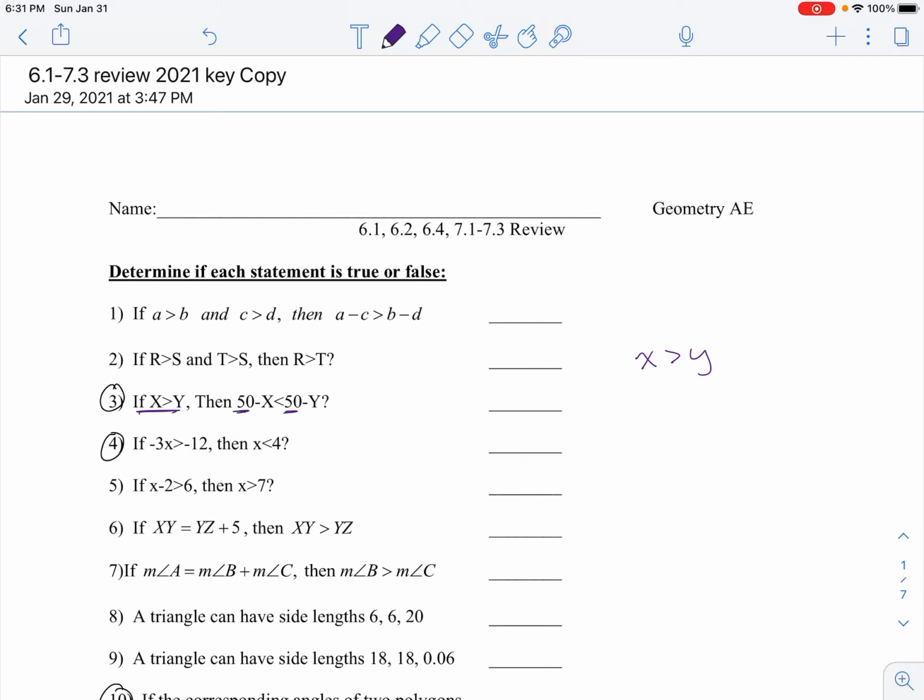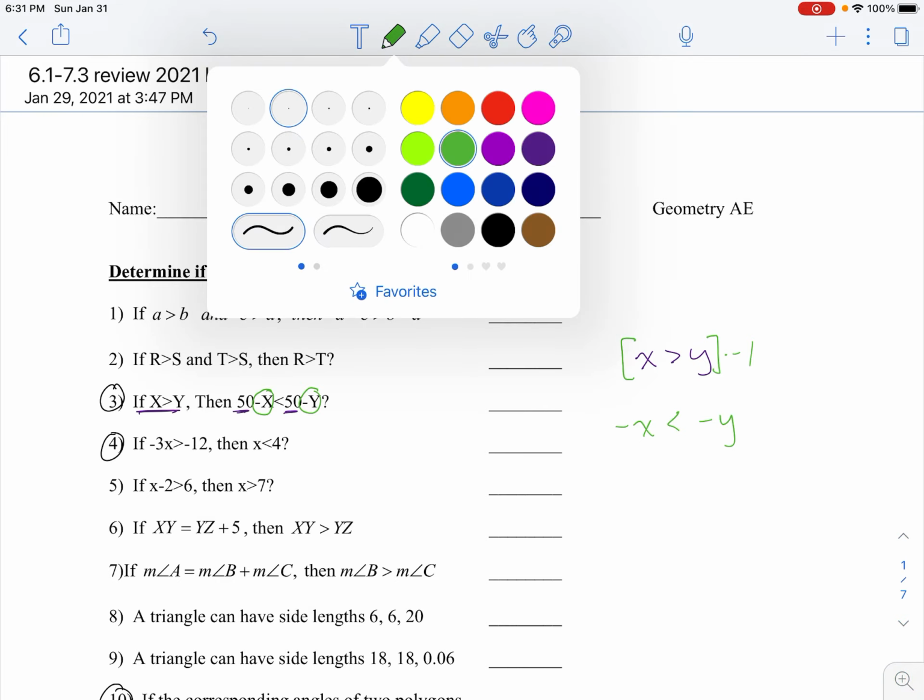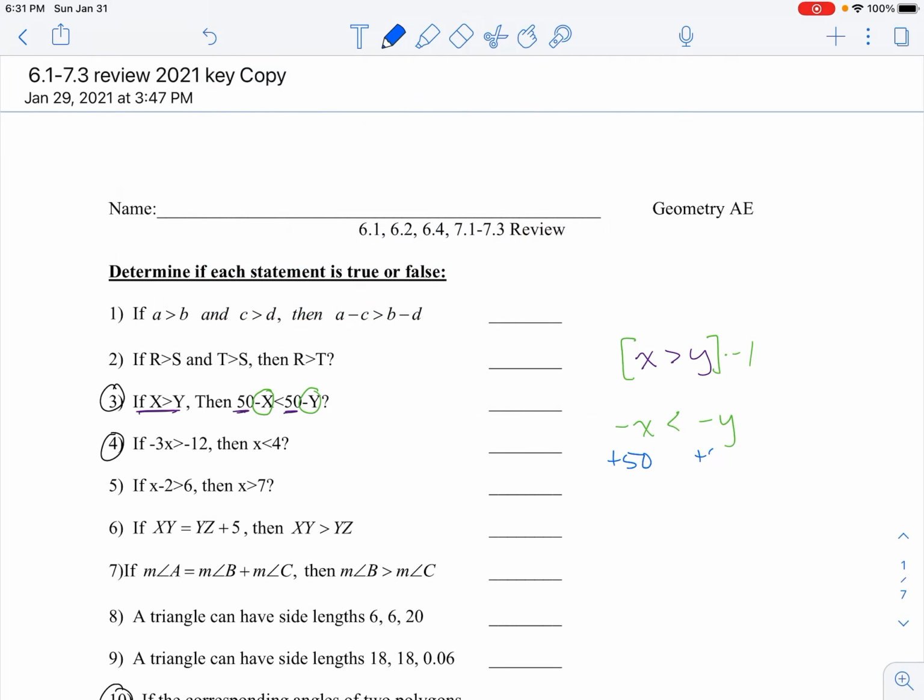So first, it looks like they multiplied x and y by -1. That's how they got minus x and minus y. So let's see, if I multiply everything in this equation by -1, I'm going to have negative x, negative y, but because it's a negative, it switches directions. Then I'll go and add 50 to both sides. So I have 50 minus x and 50 minus y, and my inequality, when I add the 50, just stays the same. And so this one is, in fact, true.